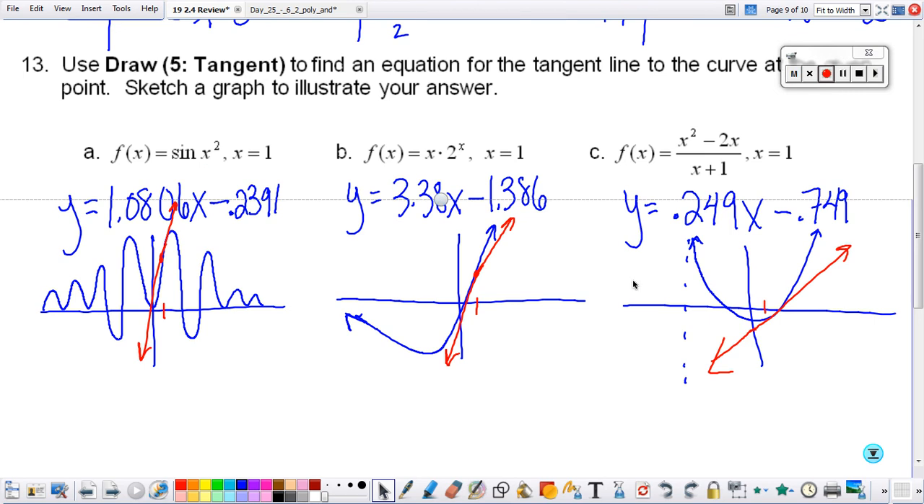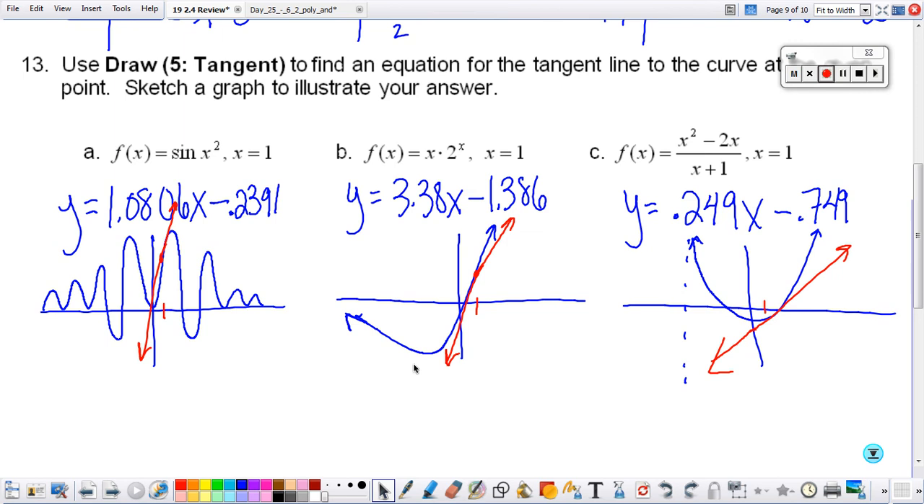So here's the graphs that I've drawn. Your graph should look similar in your calculator, and then the red line is what I drew as the tangent line. You can take the decimals that the equation gives you, the equation of the tangent line at the bottom.